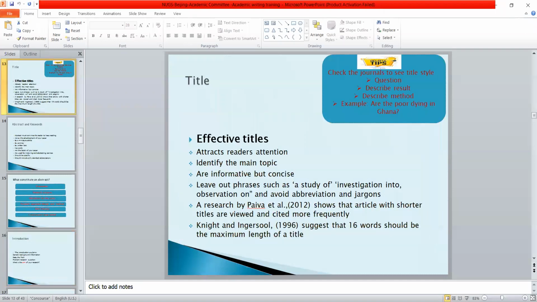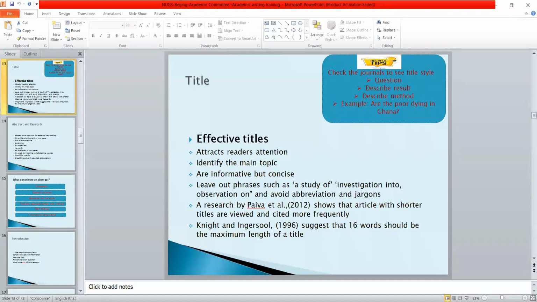Now let's look at the title. We want to dive a bit into the structuring that we've mentioned. Effective titles attract readers. How do you come about effective titles? Identify the main topic. They are informative but concise, very informative, and concise. Leave out phrases such as a study of, investigation into. These are some of the words that we have used. Then observation on. Then you avoid abbreviations and jargon.